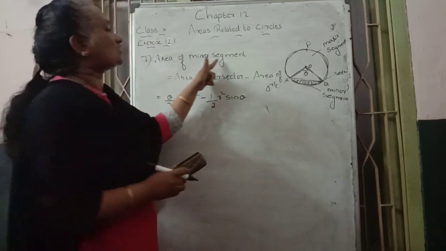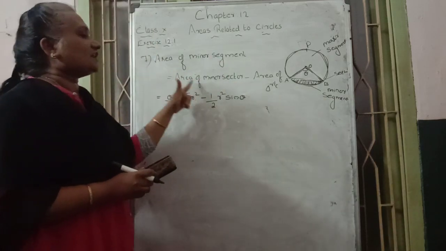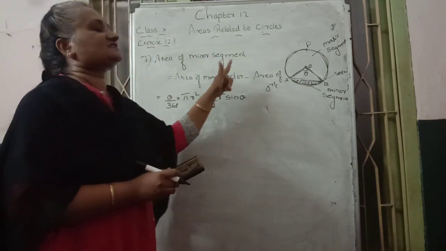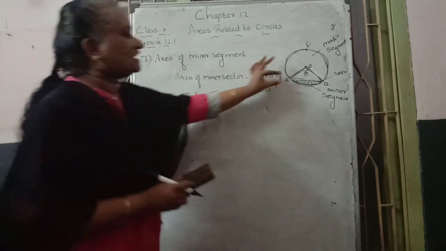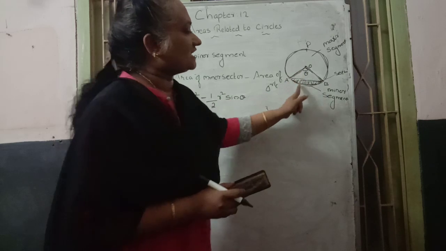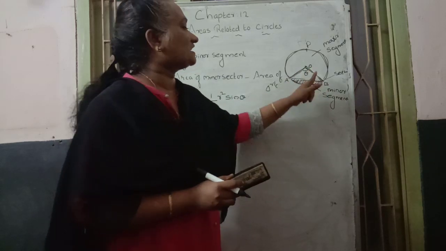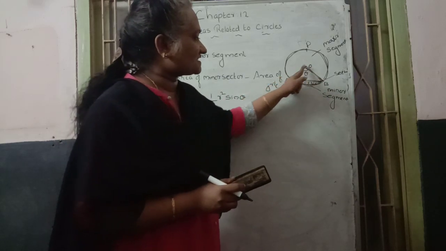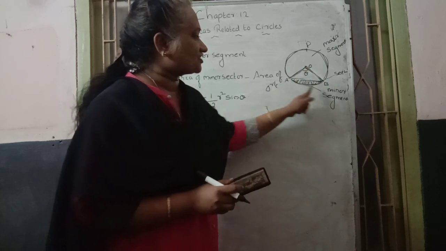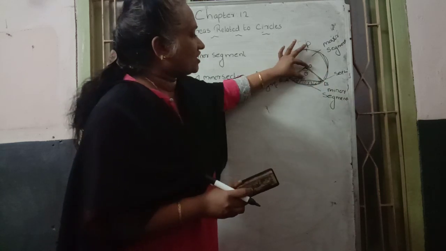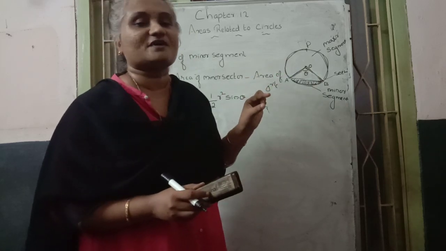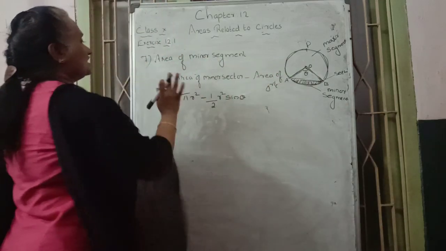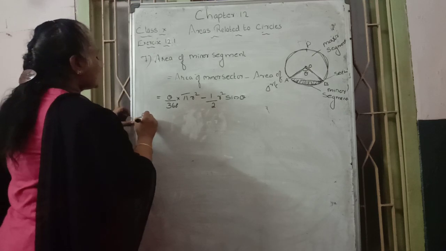So how to find the area of the minor segment? The area of the minor sector is subtracted with the area of the triangle. We get the area of this minor part. The minor segment part is obtained as the area of this minor sector removed with the area of this triangle part. We get the small part, the minor part. That is the meaning. This way this formula is obtained.